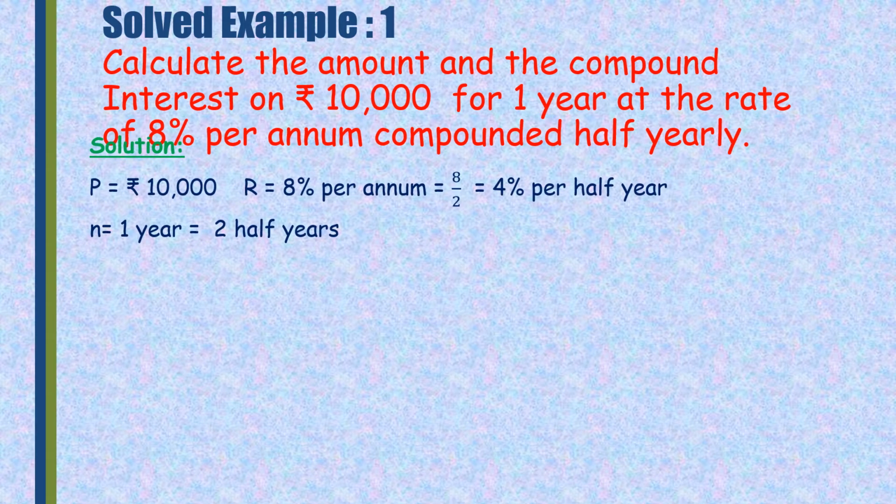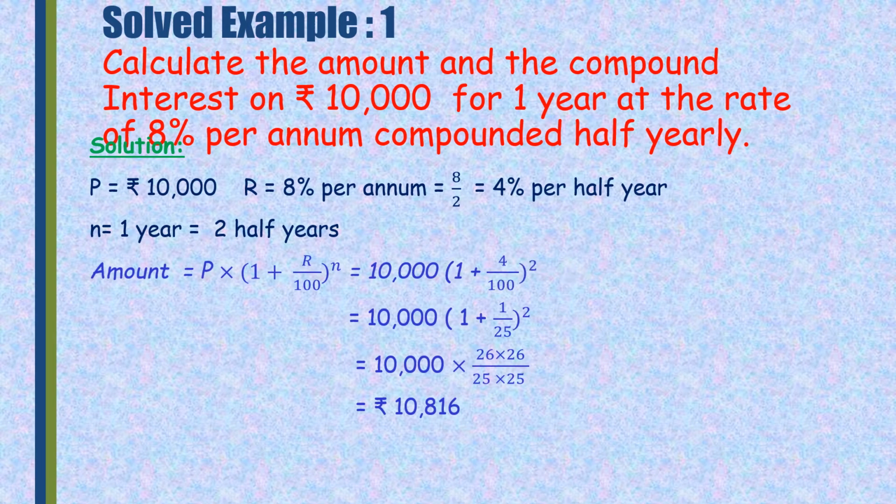So here the principal amount equals rupees 10,000. Rate equals 8% per annum. That means it will be 4% per half year. n is equal to 1 year. That means in 1 year we have 2 half years. Applying the formula, amount equals P into 1 plus R by 100 the whole raised to n. That's equal to 10,000 into 1 plus 4 by 100 the whole raised to 2.